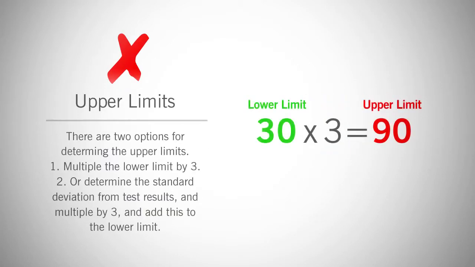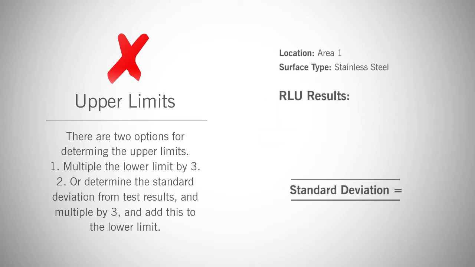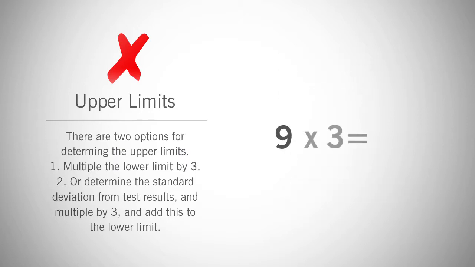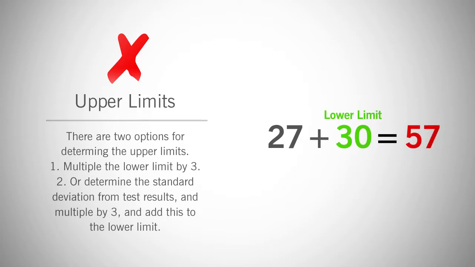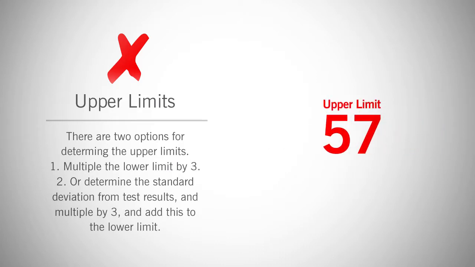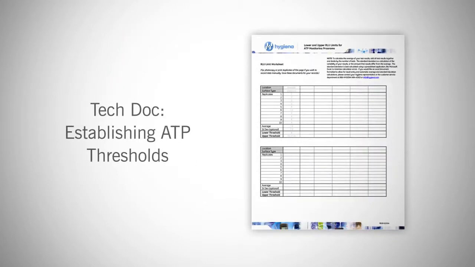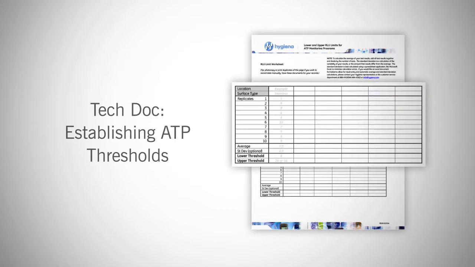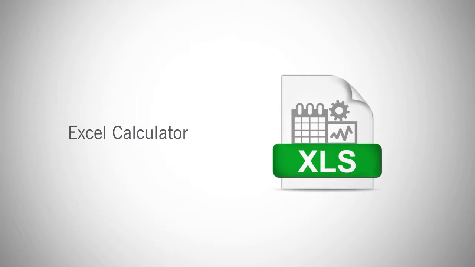To calculate the upper RLU limit, you can either multiply the lower limit by 3, or for the most statistically sound method, determine the standard deviation from the test results, multiply the standard deviation by 3, and add this to the lower limit. For written instructions and a spreadsheet, download the technical document entitled Establishing ATP Thresholds from hygiena.com. Or contact us for an Excel calculator.